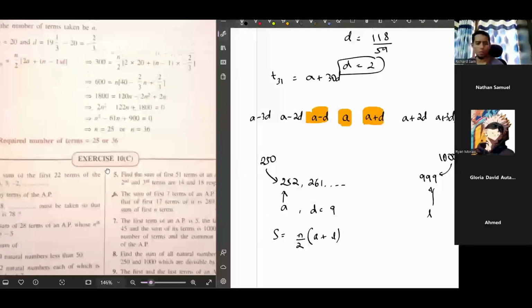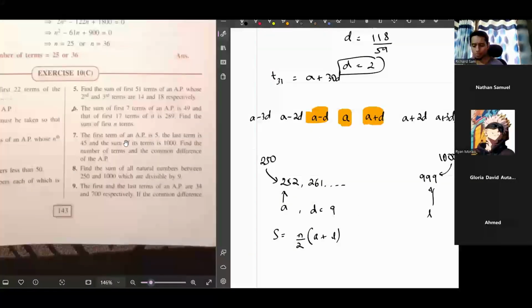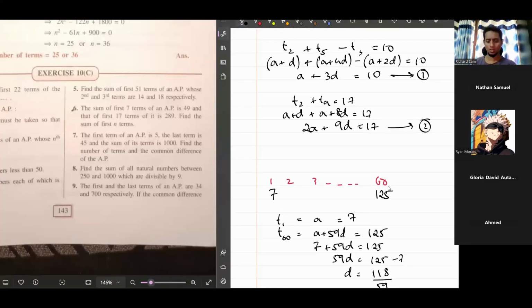Is there any sum where we use two formulas? Here we use two formulas means we can use any one of the formulas. We don't have to use both. No, like where we have to use two formulas. Yeah, you'll have questions where you'll have to use two formulas at least, sum and term.